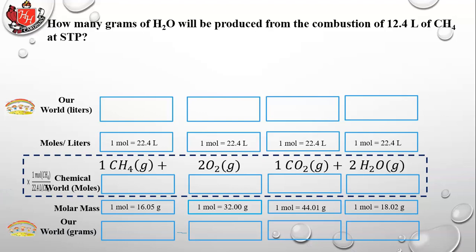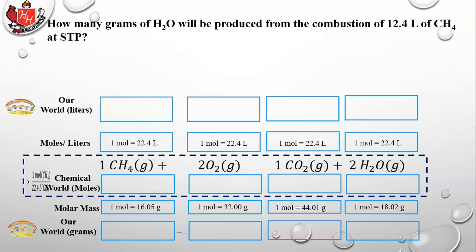Okay, so the question is how many grams of H2O will be produced from the combustion of 12.4 liters of CH4 at STP. So you notice that we have now 12 boxes to choose from, 12 open boxes. Down at the bottom, it's the same ones. It's grams at the very bottom. It's moles inside the chemical equation. And now we've added this top level for liters. Those have to be gases up there in the top.